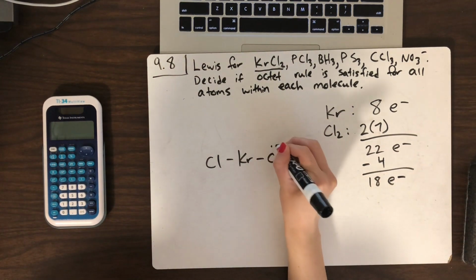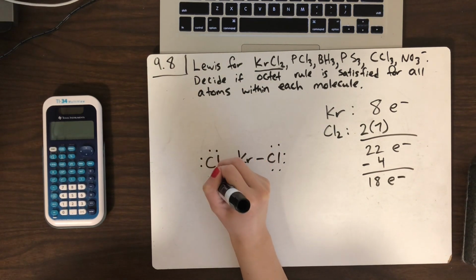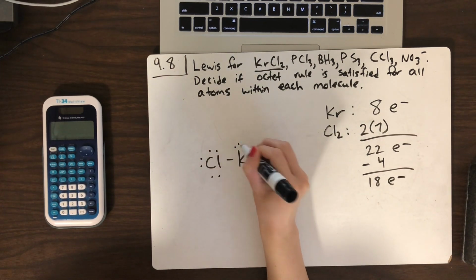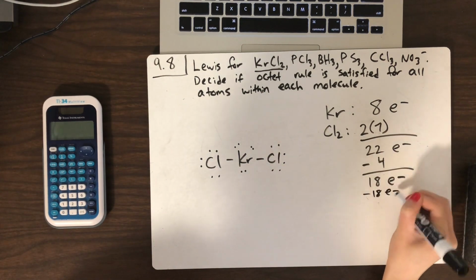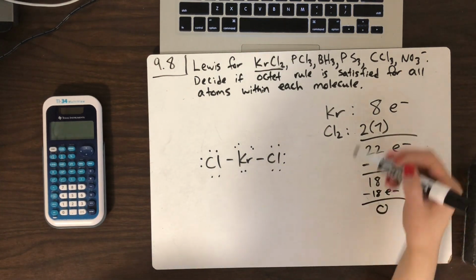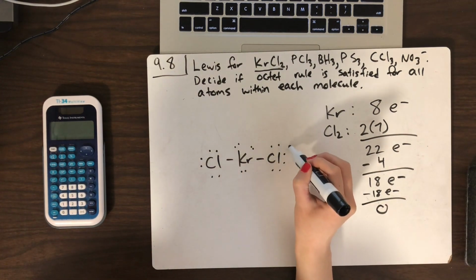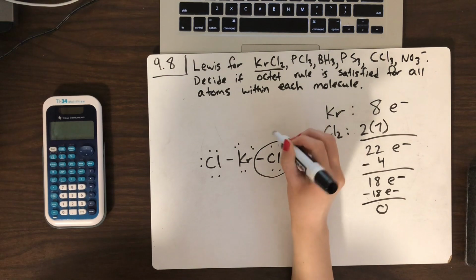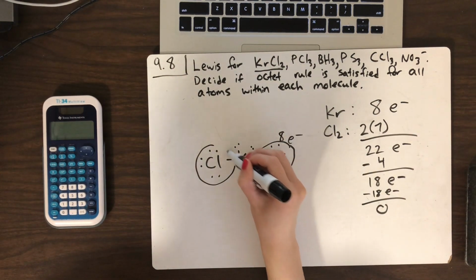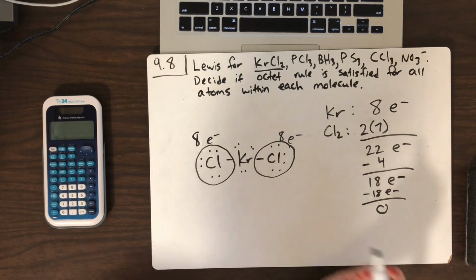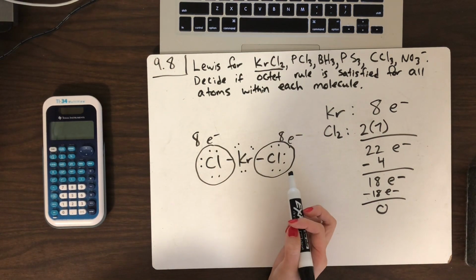So 1, 2, 3, 4, 5, 6, 7, 8, 9, 10, 11, 12, 13, 14, 15, 16, 17, 18. So I used up all the available electrons. Now they're all on the board. And looking at this, Cl has 8 electrons, so that's satisfied. This Cl has 8 electrons, so that's satisfied. Since these are full already, we can't really do anything about them.